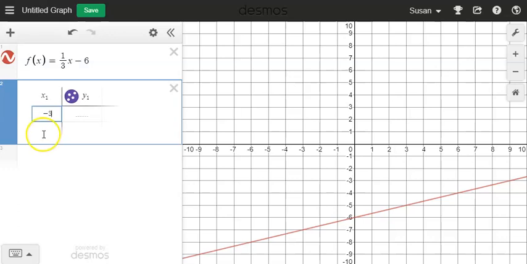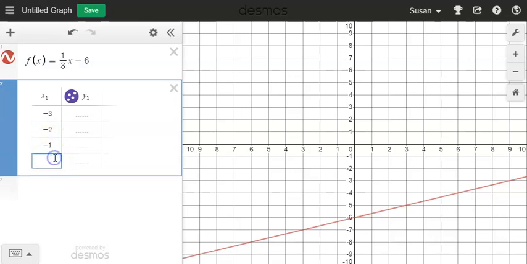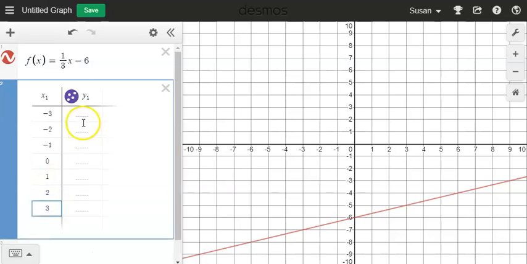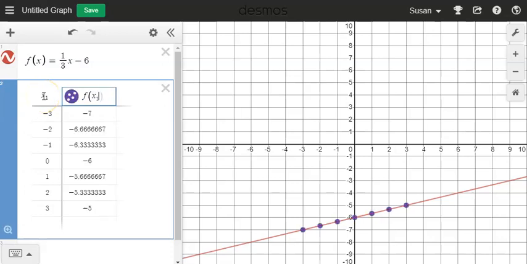So let's do -3, -2, -1, 0, 1, 2, 3. That should be sufficient. Now for my y1, I'm going to get rid of that, and I'm going to put f of x1. Be sure to put the 1 so that you'll see the points on the right. So those points are displayed on the graph.